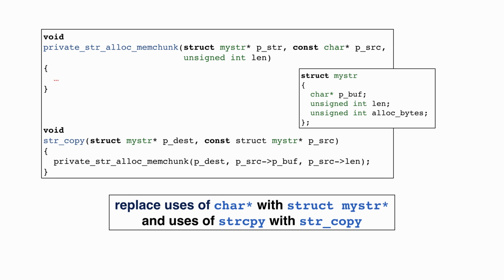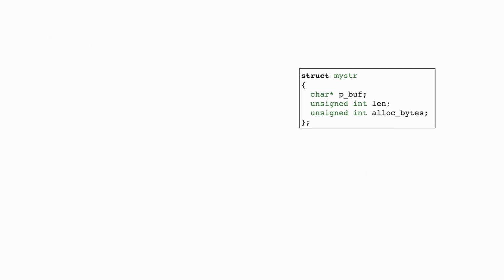To use VSFTPd secure strings, we simply need to replace all occurrences of where we would normally use a char star, that is the normal C string, with a struct mystr, and we would replace things like strcopy with the equivalent function str_copy. Here we can see the str_copy function is implemented by a call to a private function, private_str_alloc_memchunk. The private function takes the p_dest, this is the mystr of the destination of the copy, and from the source it takes the original C string buffer, p_buf, as well as the declared length that that buffer should have. Now let's look at the code for private_str_alloc_memchunk.